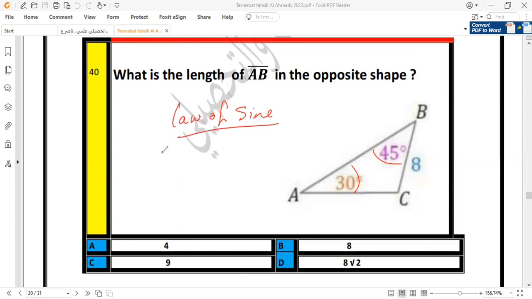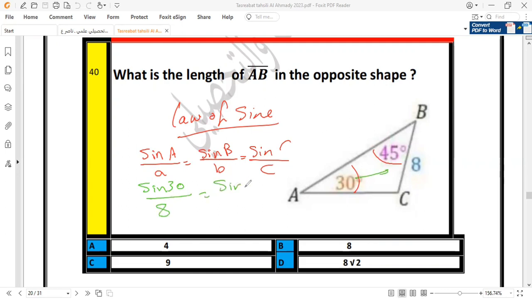Law of sines: sine A over a equals sine B over b equals sine C over c. So here, sine 30 over 8, over the opposite side, equals sine 45 over AC. He asked me to find AC, not AB. How do we find AC? Cross multiplication.